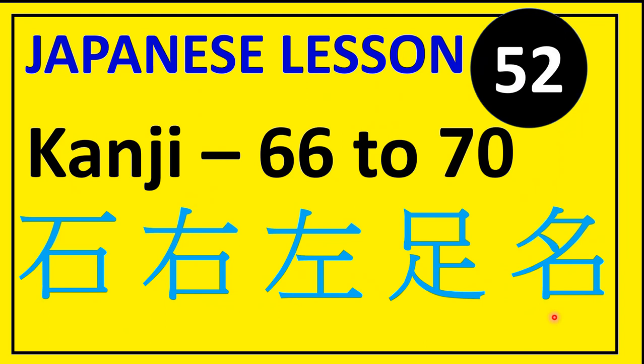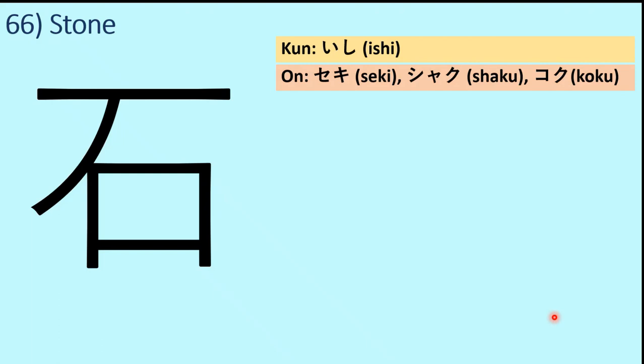For each of these 5 characters, we shall look at their readings in Kun'yomi and On'yomi, their meanings as per different usages, the involved radicals, their stroke order, and their origin and evolution. So let's get started then. This is the first kanji character for today, which represents stone. The kun reading is ishi, and the on readings are seki, shaku, and koku.